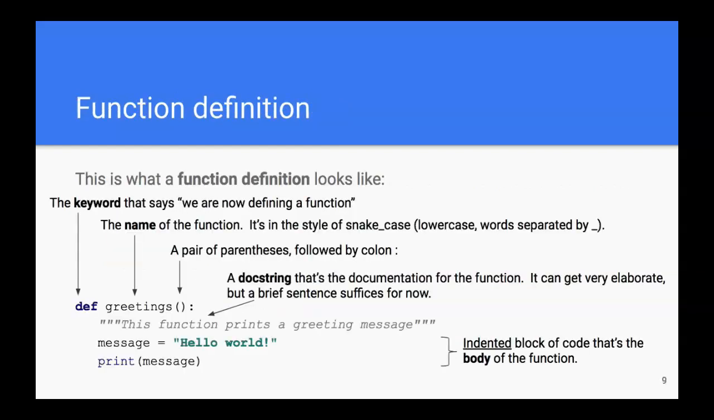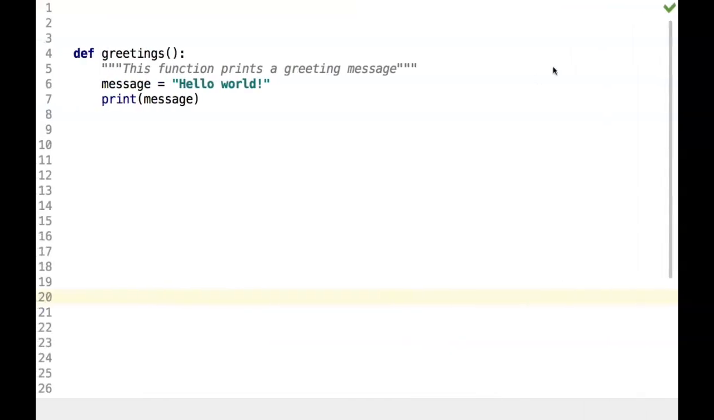So what does a function look like? This is what it is, and I wrote that up already. The important thing is, when we want to define a function, we start with the keyword def, short for define. This tells Python we are defining a function. Then following def, a space, and then the name of the function. I'm defining a function that prints a greeting message here, so I call it greetings. This is the name of the function.